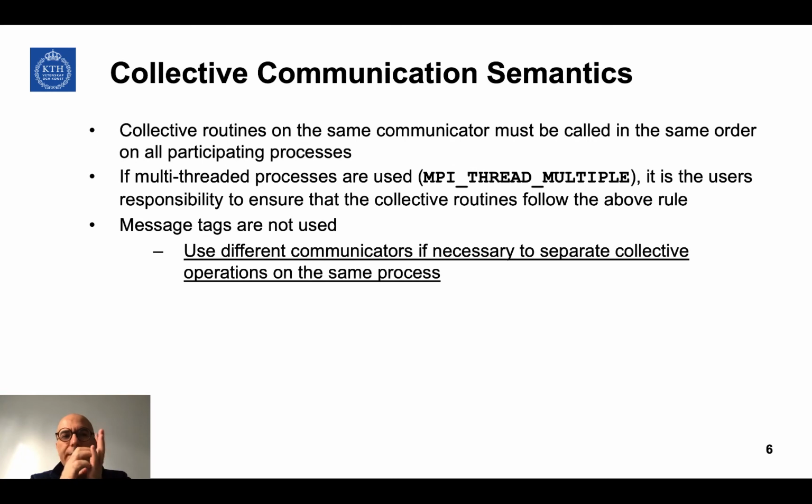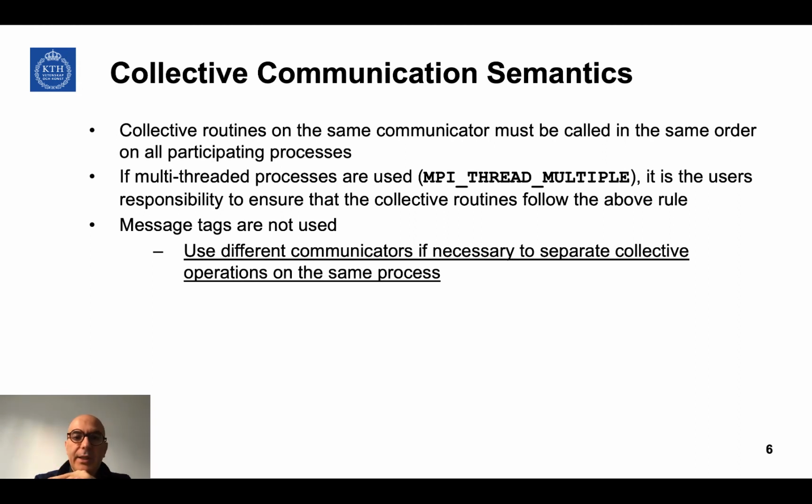What is the collective communication semantics? Collective routines on the same communicator must be called in the same order on all the participating processes, right? So we cannot call them at a different point in our application. They always need to be called at the same point in our application. If multi-threaded processes are used, so for instance, we are going to use OpenMP within MPI, it is the user's responsibility to ensure that the collective routines follow the above rule, right? So we need to make sure that all the threads participating in collective communication, so part of a communicator, call the collective routines in the same order.